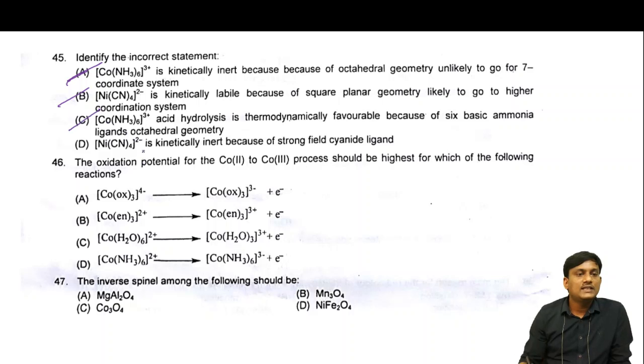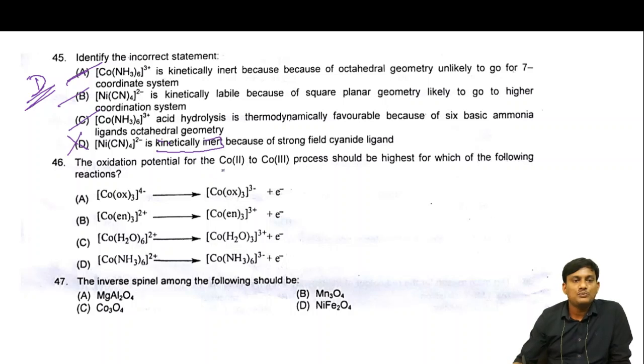And [Ni(CN)4]2- is kinetically inert. This one is wrong. Kinetically labile, but thermodynamically stable. Even though it has strong field ligands, it's kinetically labile. So this one is incorrect. So which one is the correct option? D is the correct option.